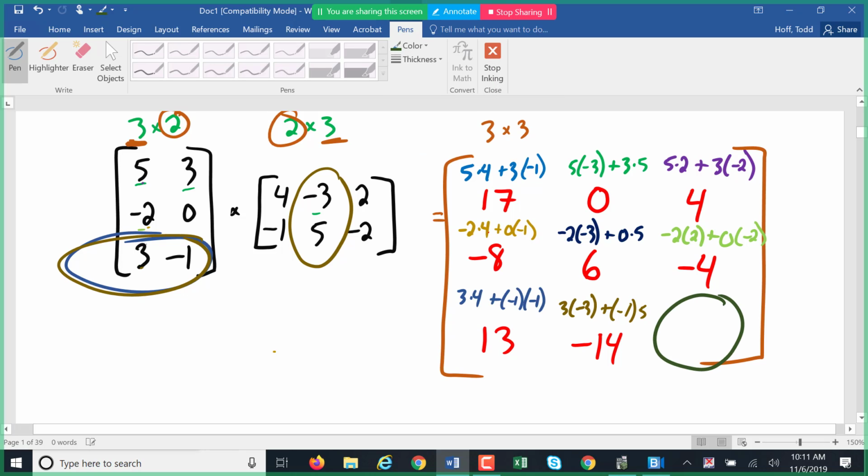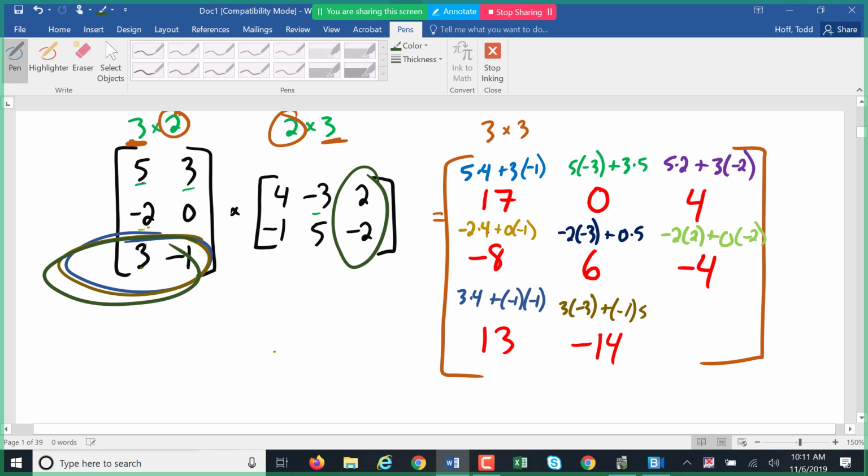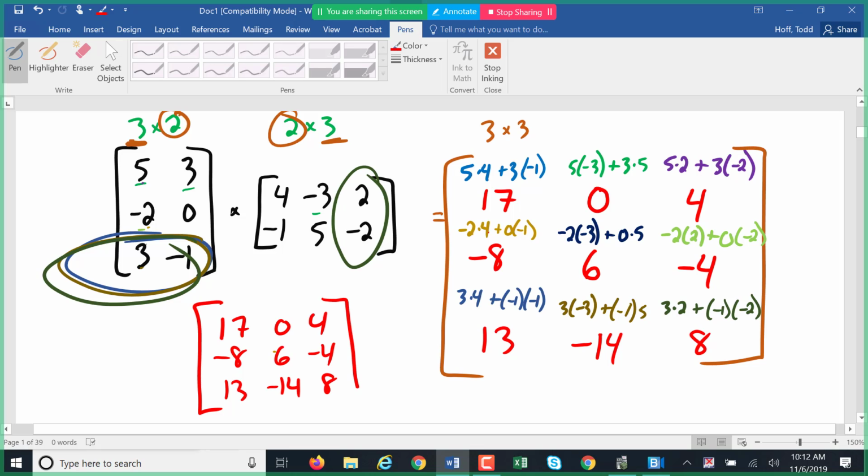Finally, the last one here is row 3, column 3. So still using row 3 of the first matrix. Now on to column 3 of the second matrix. The first element is 3 times 2. Plus the second element, negative 1 times negative 2. 3 times 2 is 6. Negative 1 times negative 2 is 2. 6 plus 2 makes 8. So that is our matrix: 17, 0, 4, negative 8, 6, negative 4, 13, negative 14, and 8. That is the result of that matrix multiplication.